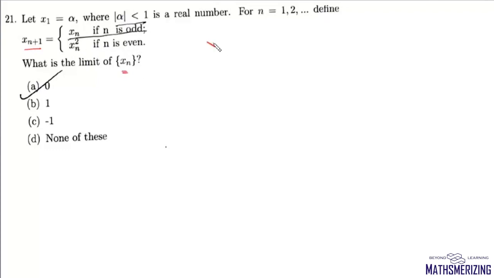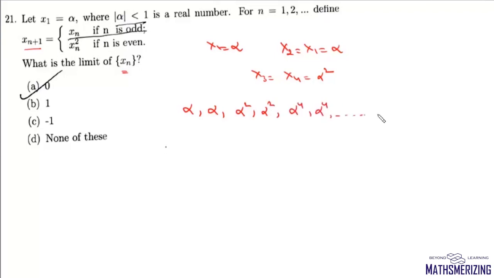Now we are given that x1 is alpha. For x2, the value of n is 1, and if n is odd, it is equal to x1. So x1 equals x2 and it is equal to alpha. Now for x3, the value of n is 2, and if n is even, it is xn square. So x3 equals x4 equals alpha square. So the sequence will be alpha, alpha, alpha square, alpha square, alpha to the power 4, alpha to the power 4, and it will continue like this.